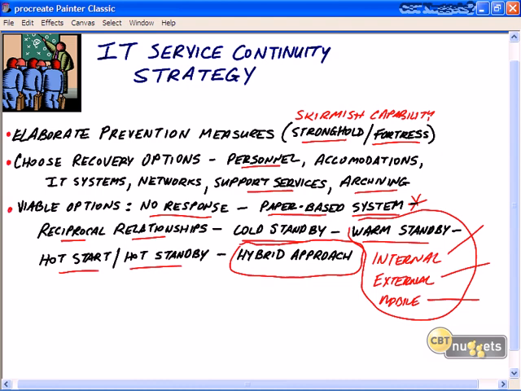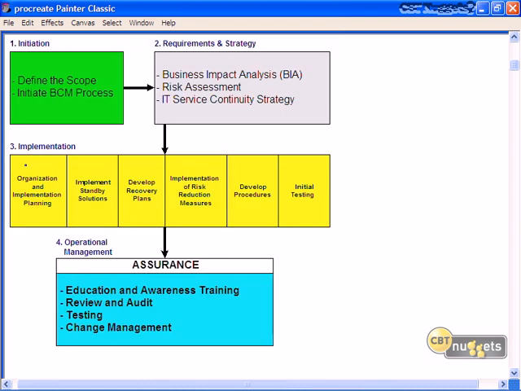Let's go back to that diagram now. Returning back to our IT-SCM process, we can see the third step, implementation, actually has 6 actions or 6 activities. The first is organization and implementation planning. Step 2 of implementation is to implement standby solutions. The third is to develop your recovery plans. Fourth is to implement risk reduction measures. 5, develop the procedures. And 6, do the initial testing of the implementation.